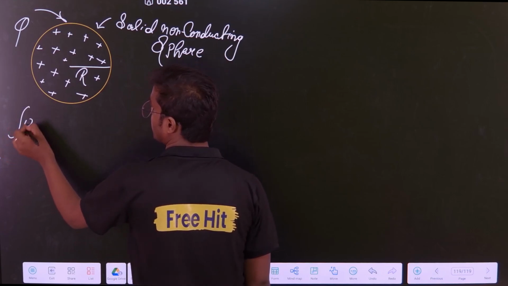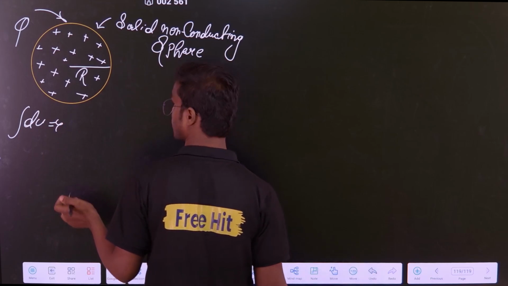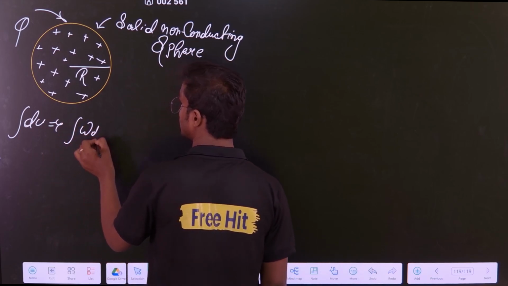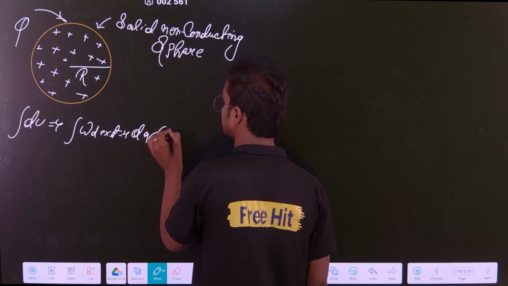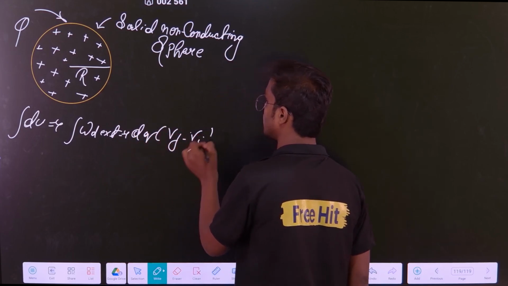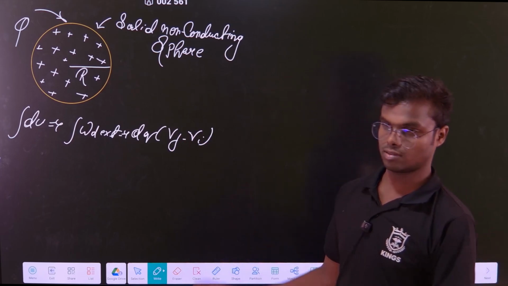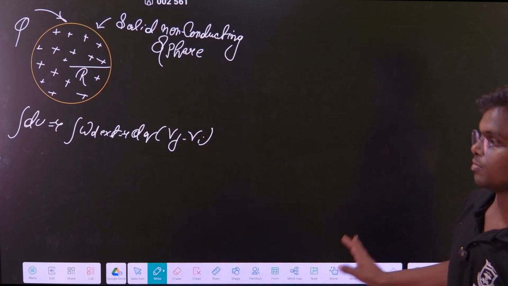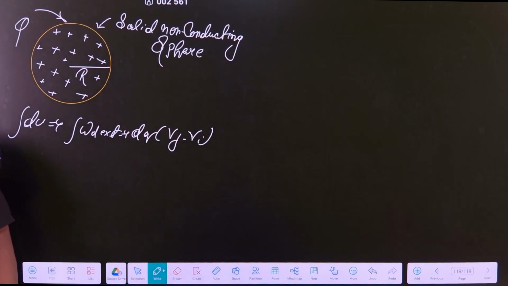So here again I will write the potential energy, that is the work done. It is the integration of the work done by the external agent, suppose some dq charge I am bringing, from V final minus V initial. Are you getting my point? If there is any doubt, please tell me. Is it clear? Okay.